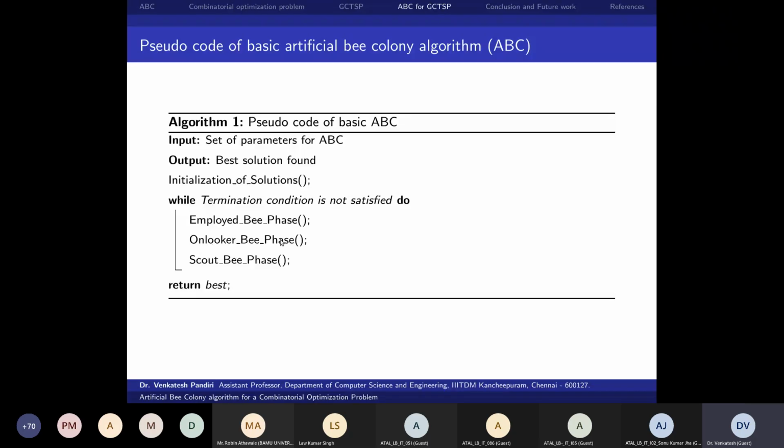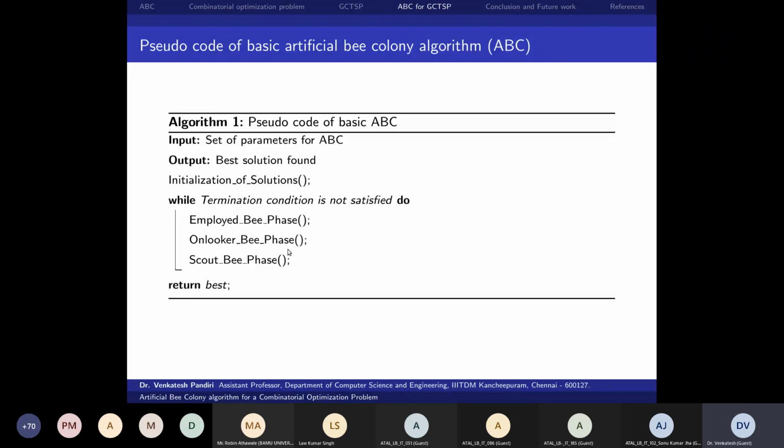Then comes the onlooker bee phase. In this phase, the onlookers will choose the employed bees which have solutions with the minimum fitness value, because ultimately the aim is to minimize the fitness value. So these onlookers are interested in finding the minimum values. Once these onlookers are recruited, they will try to find the neighborhood of those solutions, right? Within the neighborhood, if a better solution is found, then it will be updated.